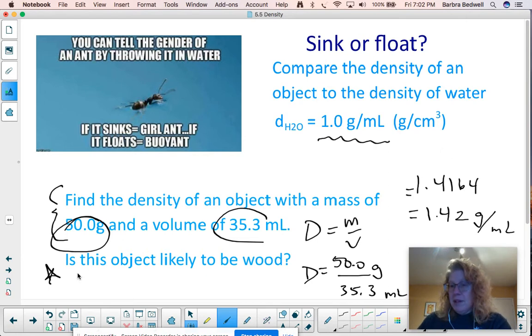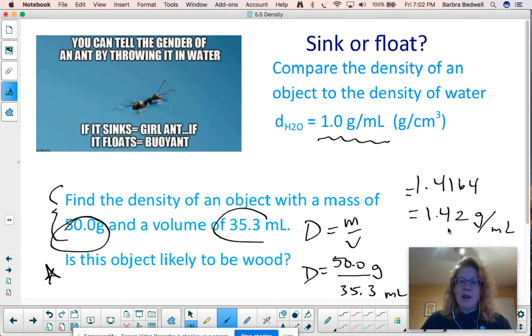So anyway, this particular material, 1.42 grams per milliliter. Would that sink or float? Well, the density of water is 1.0 grams per milliliter because it says so up there, and that's our constant. This stuff is 1.42 grams per milliliter, which means that this material is going to sink. It's just a little bit heavier than the density of water, so it's not going to float on top. It's going to sink down.